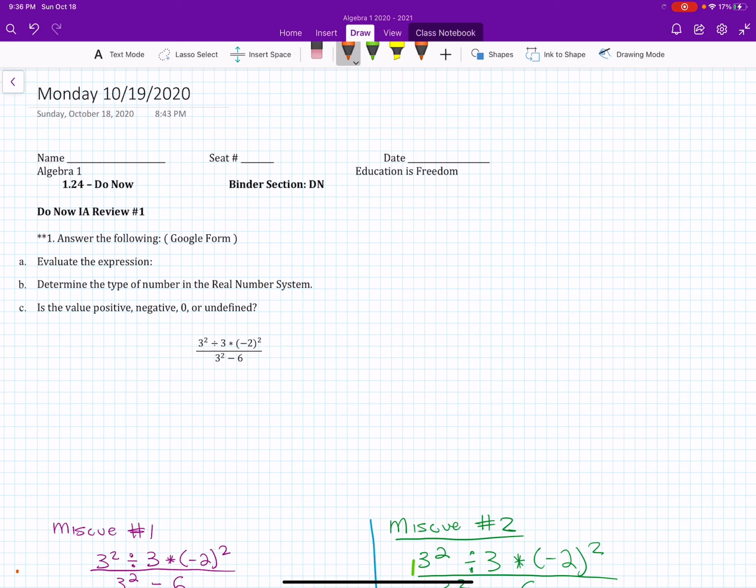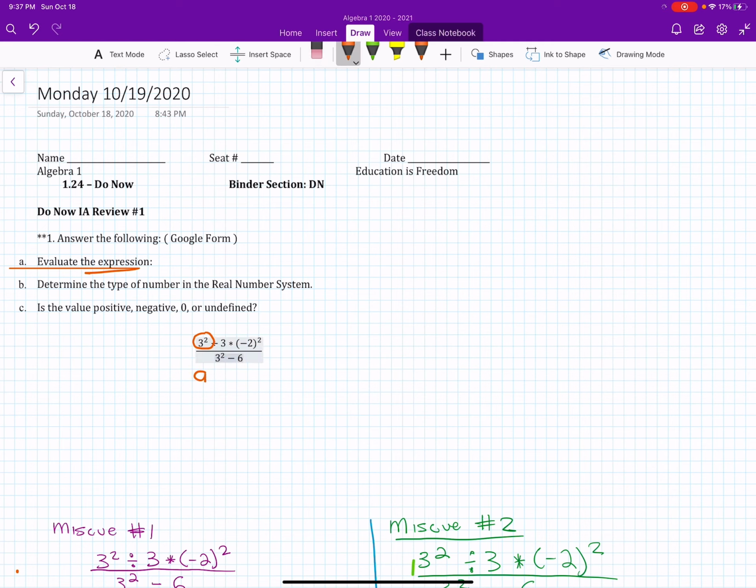We have a do now. This is going to be an IA review question. We're going to evaluate the expression that we have here. All right, and this is how we're going to go about it. Exponents first, and we just see 3 squared and negative 2 squared. So let's go ahead and do that first, as well as 3 squared on the bottom.